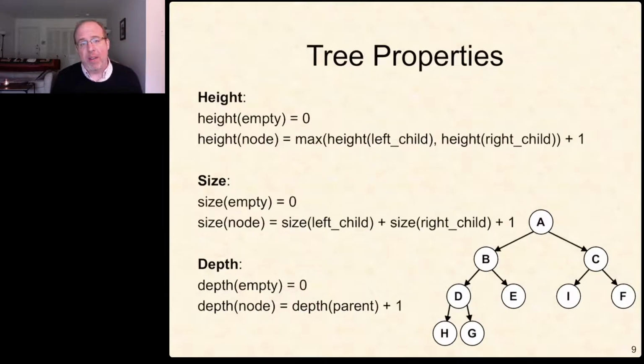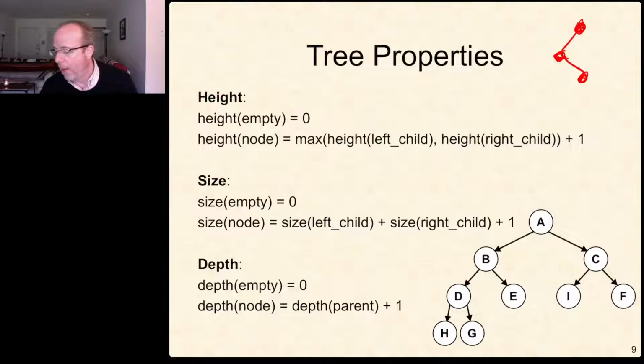Some more definitions, and again, there are lots of definitions. The height of an empty tree is 0. The height of any node is 1 plus the maximum of its left child's height or its right child's height. So the height of this tree is 1. The height of this tree is 2. The height of this tree is 3. And the height of this tree is also 3.